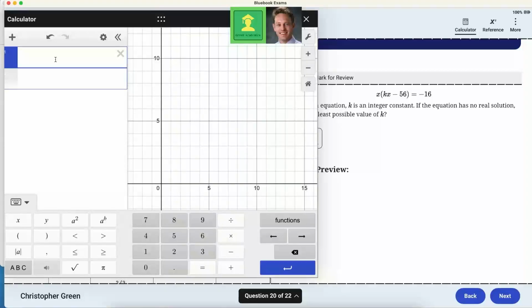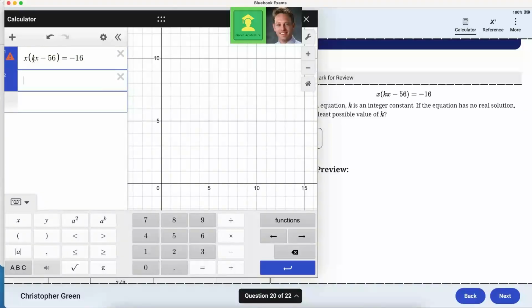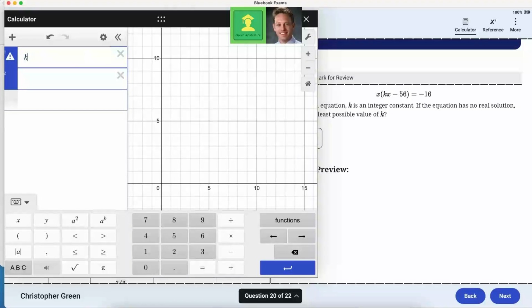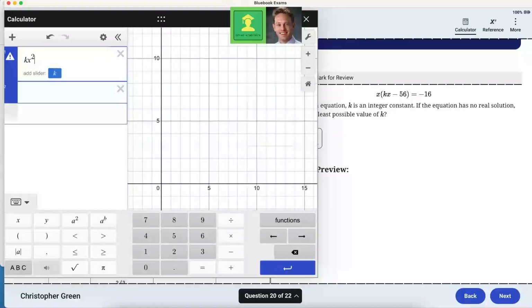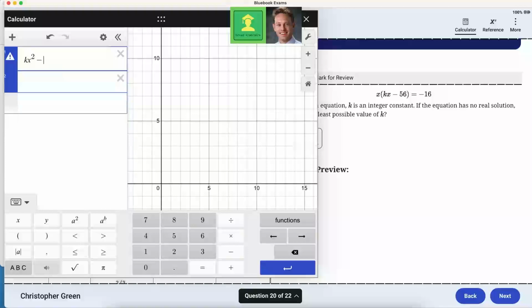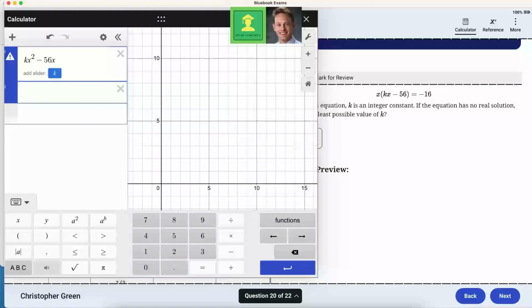Now, let's do it on Desmos also, which I think should have a really helpful means of going about evaluating this. X times the quantity kx minus 56 equals negative 16. I think, will it offer to have a slider? Oh no, I think if you, hang on. Does it? Yeah, it offers the slider if you put it in this form. So you kind of have to do the factoring.